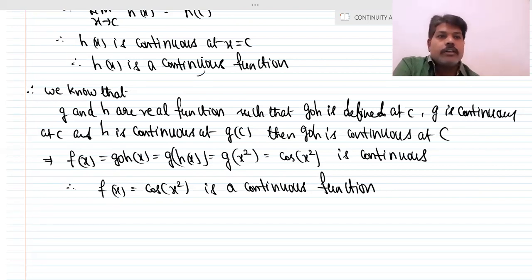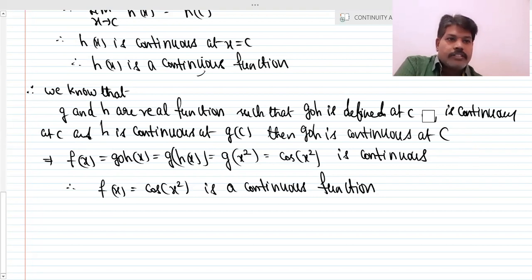So see that one students. So here g is, see this condition students once again. So g is continuous at c, it is not g actually. So first we have to take that it is h actually. So h is continuous at c, and g is continuous at h of c, students. G is continuous at h of c.